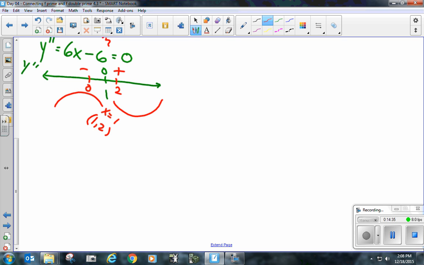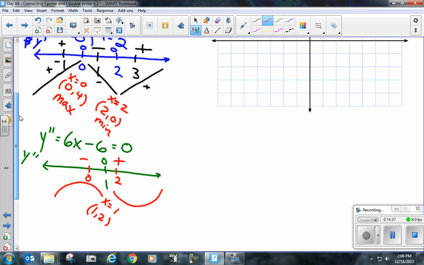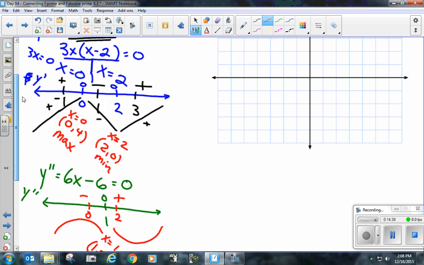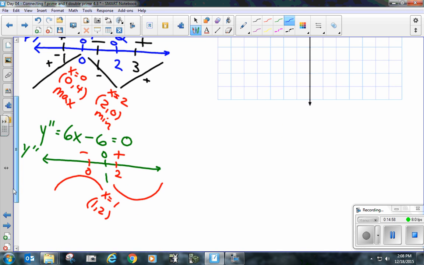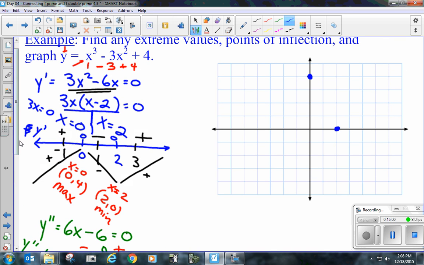So let's start putting some of these points in the graph. Okay? We have a max point at 0, 4. So at 0, 1, 2, 3, 4. Max point right there. We have a midpoint at 2, 0. Right here. 2, 0. And then we have a point of inflection where? At 1, 2. At 1, 1, 2, right here.